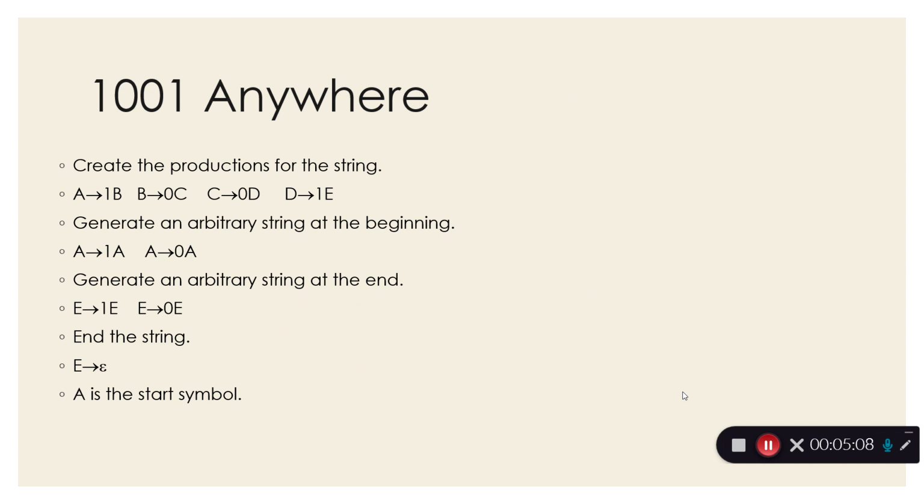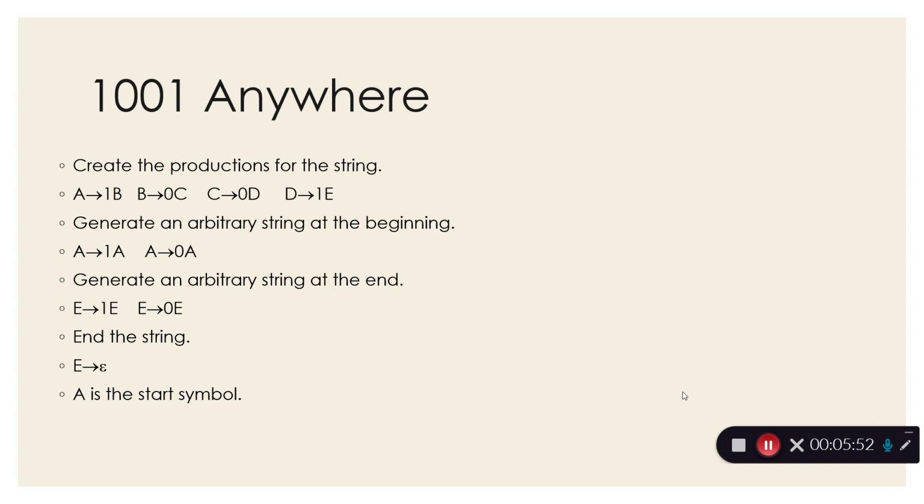So let's take a look at 1001 anywhere. I create the productions for the string. A goes to 1B, B goes to 0C, C goes to 0D, and D goes to 1E. I want to generate an arbitrary string at the beginning, and I can just use that first symbol A to do that. And so say A goes to 1A, A goes to 0A. That gives me an arbitrary string at the beginning. I want to generate an arbitrary string at the end. And so say E goes to 1E, E goes to 0E, just using the symbol I've already got there. And that gives me an arbitrary string at the end.